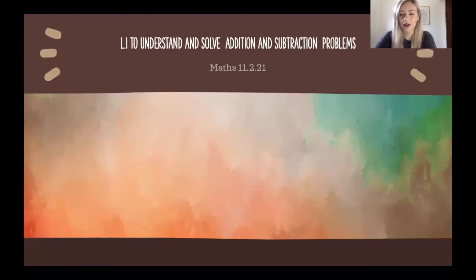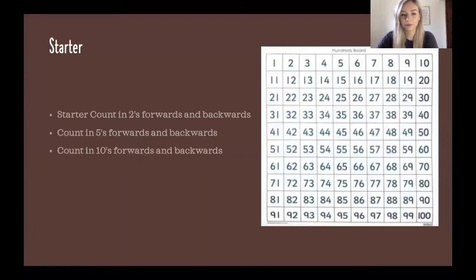Today's maths lesson, we are going to be looking at addition and subtraction problems. So our learning intention is to understand and solve addition and subtraction problems.